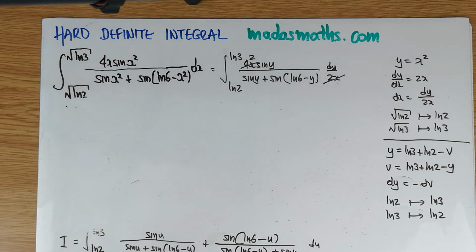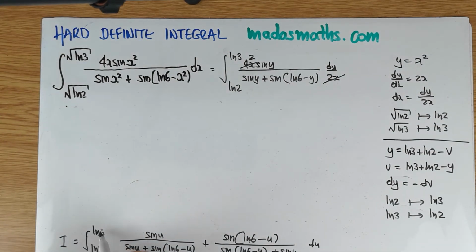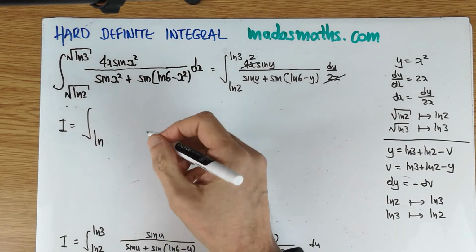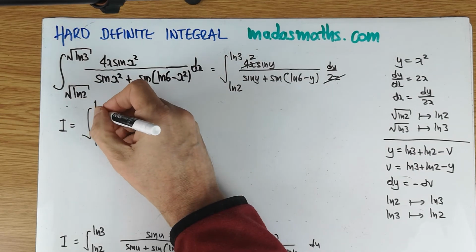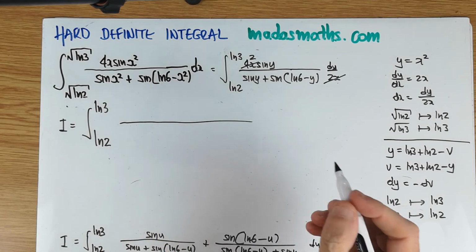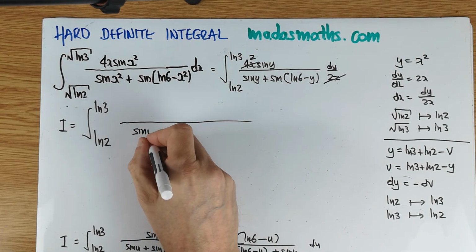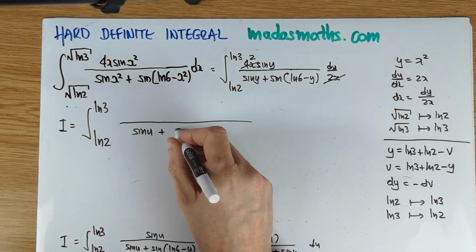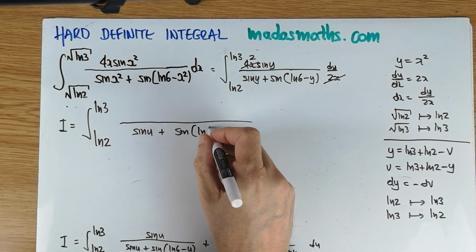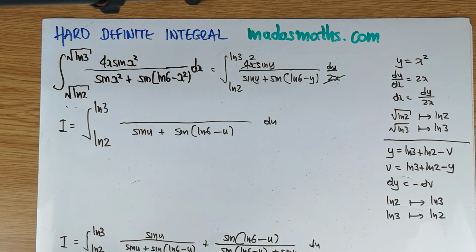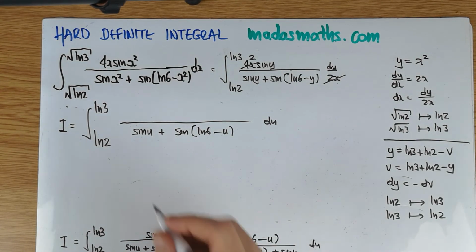And look what happened here. My integral, what I'm trying to find, is the integral from log 2 to log 3 of that plus that. But wait a second. We have the same denominator. That's interesting. Sine u, I'll write it like this, denominator plus the sine of the log of 6 minus u. That's my du. And add the numerators.